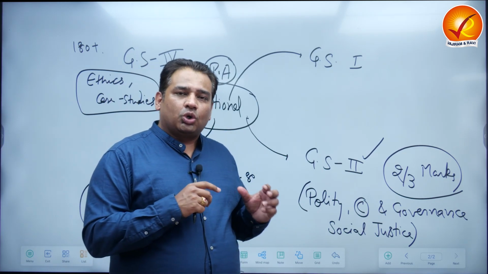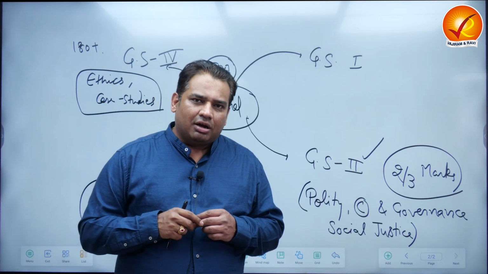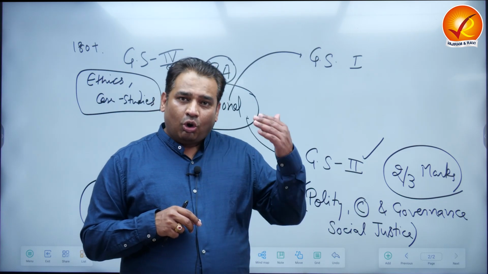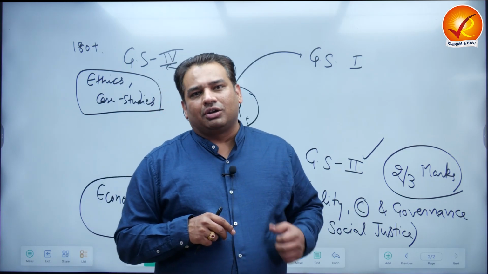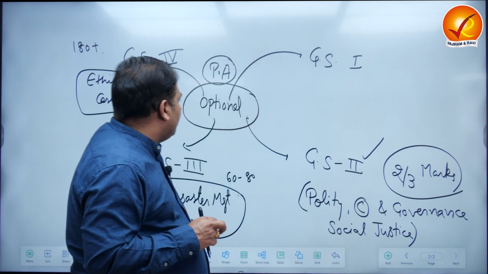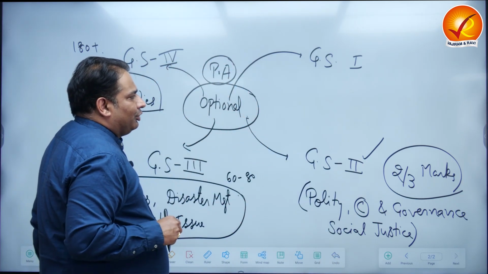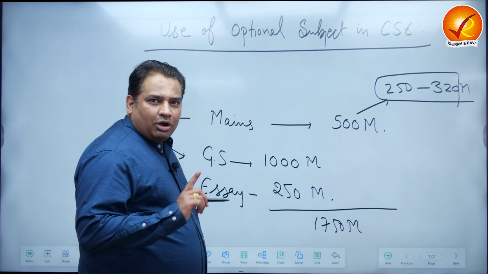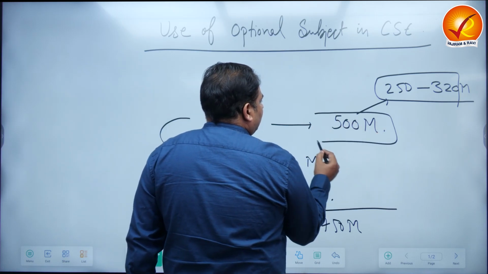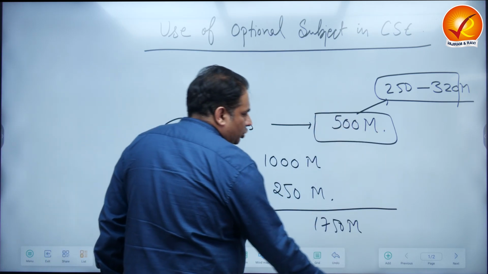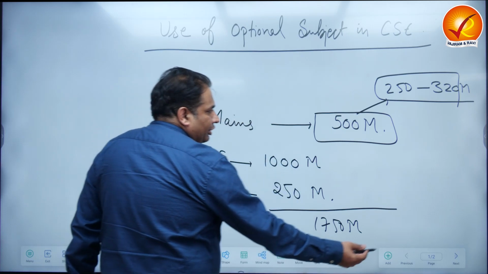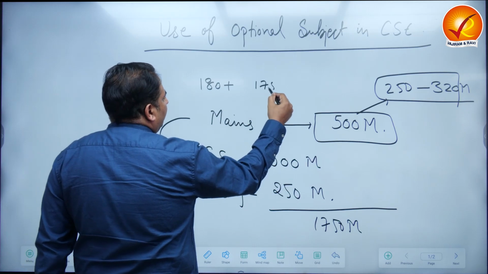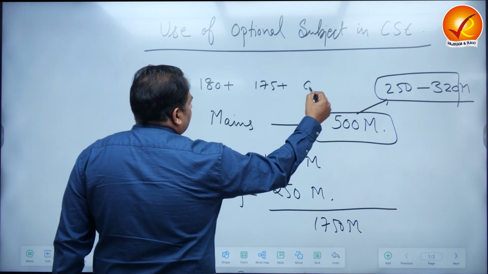And that is why this optional can become a kingmaker. This optional can become a foundation to clear the civil services, all the 3 stages, in just one go. And that is observable with this type of overlapping. That means if you study the public administration optional, you are not reading it just for 500 marks. You are going to read this subject for, imagine, 180 plus 175 plus 60.